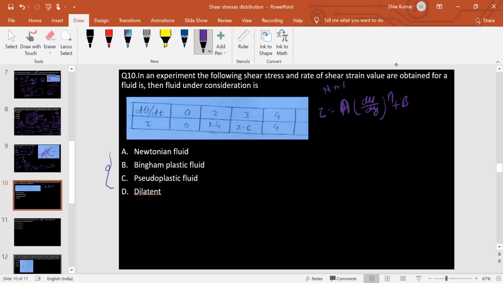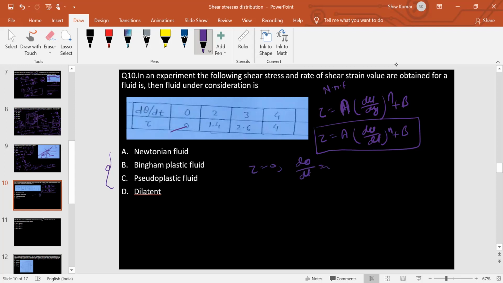Use it here, and du by dy can be written as d theta by dt, because the angular deformation is proportional to the velocity gradient, which we have already defined. First condition: tau is 0 and d theta by dt is also 0. Using this in the equation, the b value will be 0. So the reduced equation is tau equals A into (du by dy) to the power n. I need to find the value of n, and I have got b as 0.